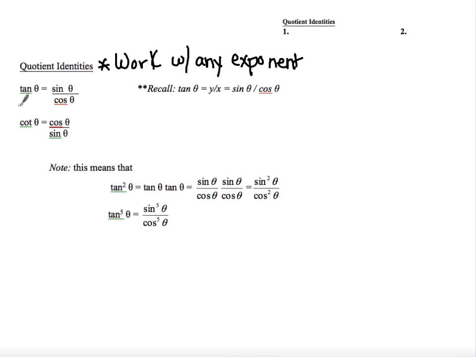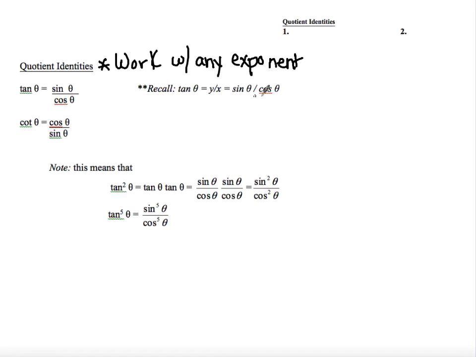Our quotient identities are the tangent is the same as sine over cosine, and the cotangent is the same as cosine over sine. Again, you're going to work on memorizing these identities. That's going to make the rest of our work in the chapter a lot easier. So memorize our reciprocal identities and also our quotient identities here.